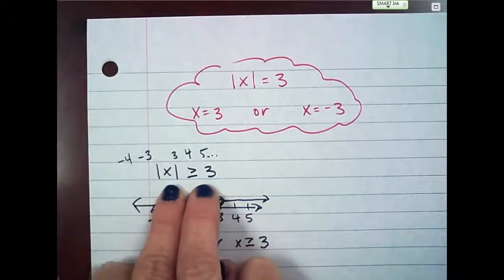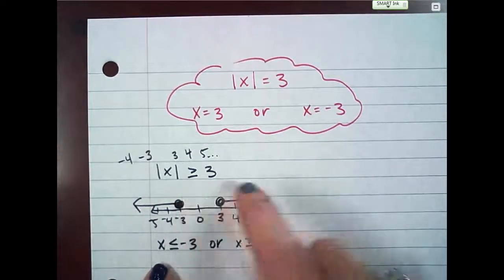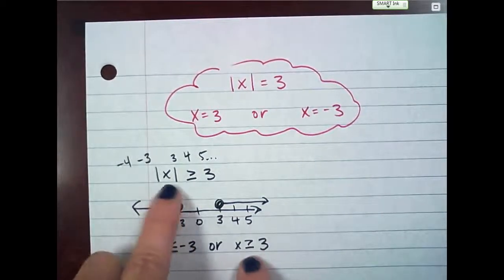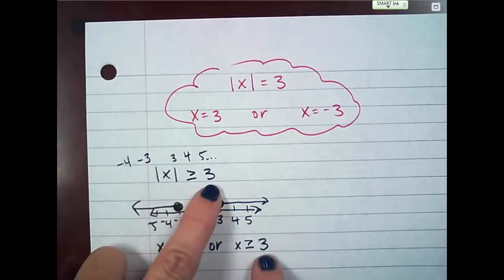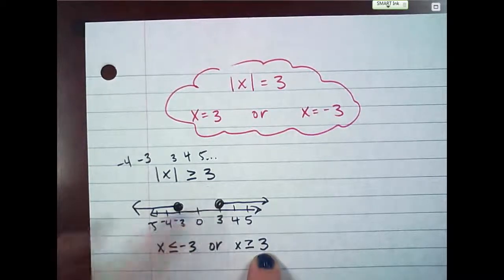Watch, look what I did. I said x is, well, we'll go to this side first. I kept it the same. x is greater than 3, right? But when you flip an inequality, or when you change to negative, what do you have to do to the inequality? You have to flip it.